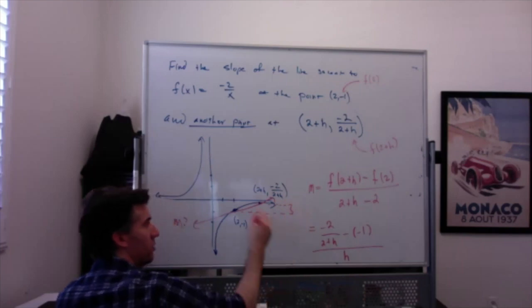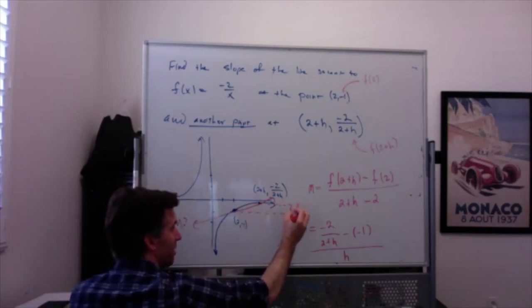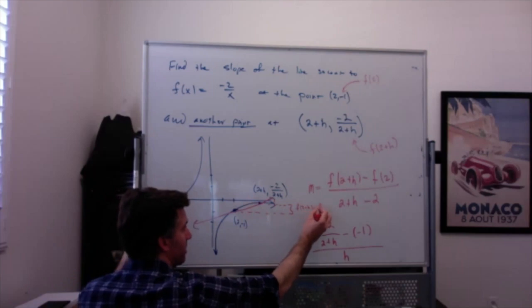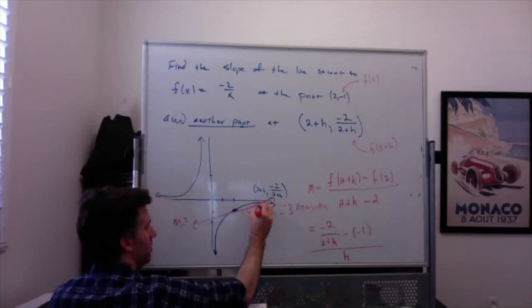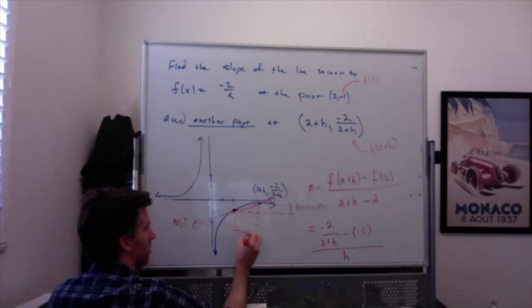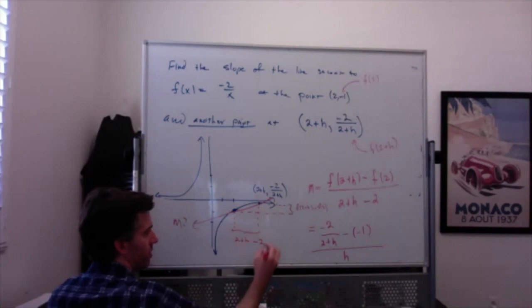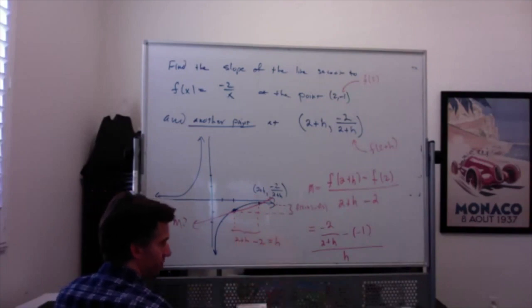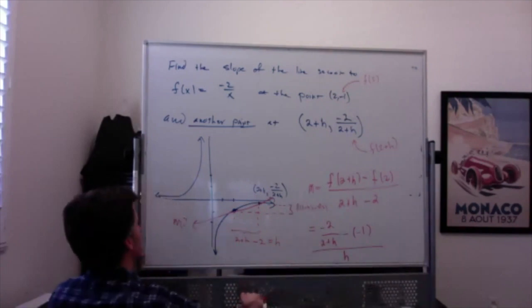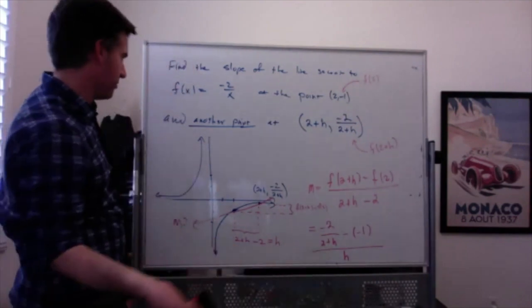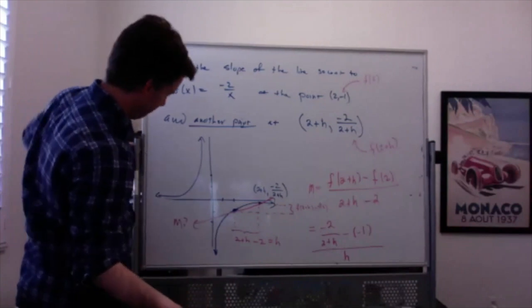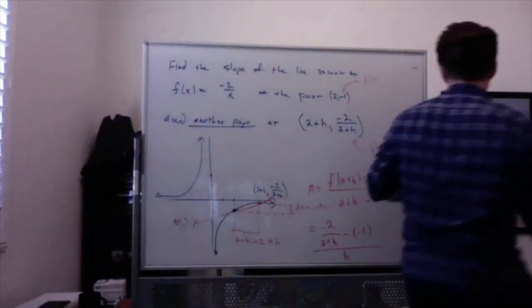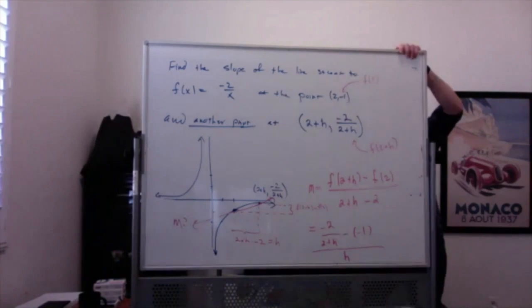There's your rise, which is f of 2 plus h minus f of 2. And here's your run, which is 2 plus h minus 2, which is just h. So now we're just looking to simplify that expression, which, yeah, not a ton of room. Let's go to the other side. Let me erase the other side before I go to the other side.